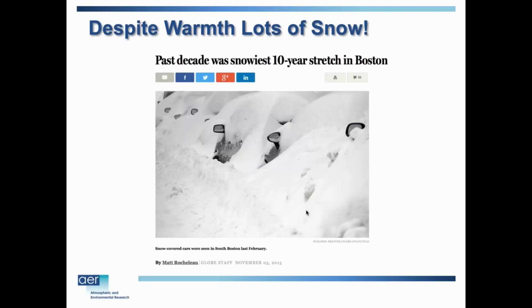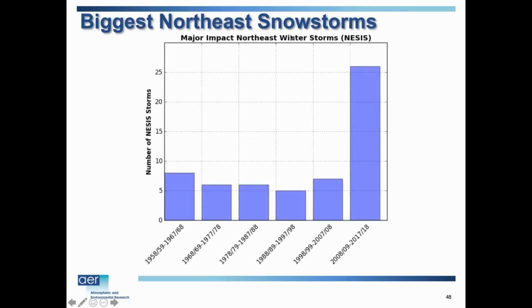And I don't know if you feel this is the case, but certainly here in the northeastern U.S., despite the warmth, we've had lots of snow. Here's this index that NOAA puts out. I don't know if you're familiar with it. It's focused on the northeastern U.S., and it looks at societally impactful storms. It's called the NESIS index. So this is the number of NESIS storms.